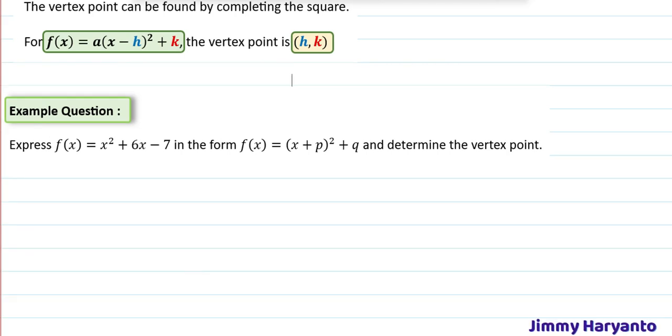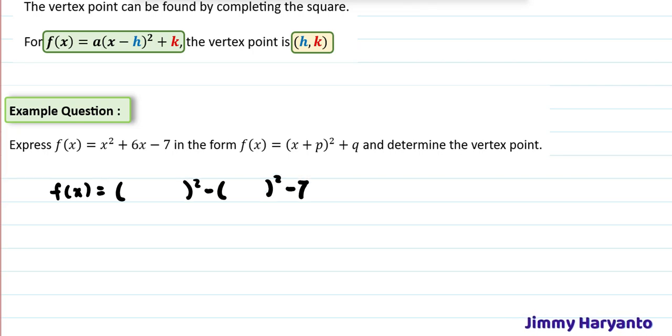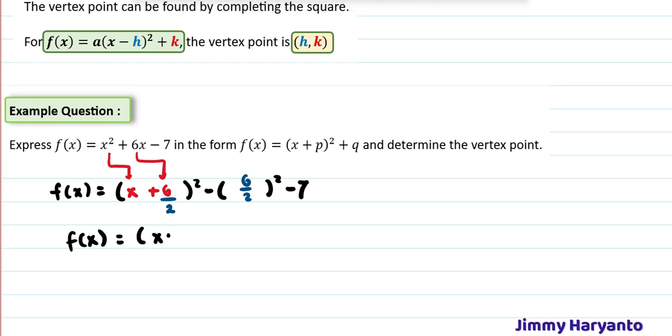You have to express x squared plus 6x minus 7 in the form of f(x) equals (x plus p) squared plus q. Okay, let's complete the square for this one. So you will open brackets like this and then minus 7. For this one, you will copy the x right there, and then the 6 will be plus 6, and then don't forget to divide it by 2, so this one will be 6 over 2. This is the easiest way to complete the square. Yeah, so you have (x plus 3) squared and then minus 9.